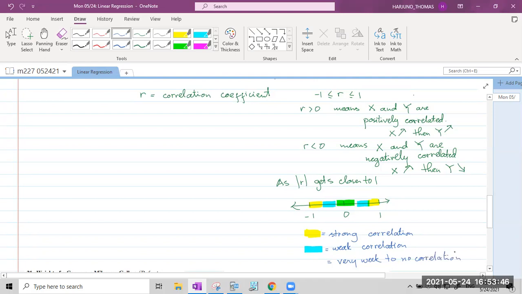Now we need to go to the end of chapter 4 and something in chapter 12, as I remember, or 13, for us to decide if that correlation is weak, strong, or not. Okay, but we can say the following. R squared, that's the coefficient of determination.